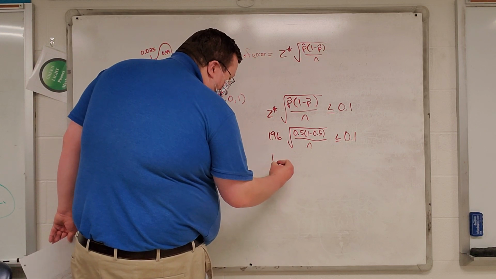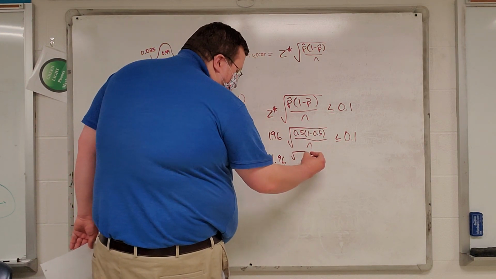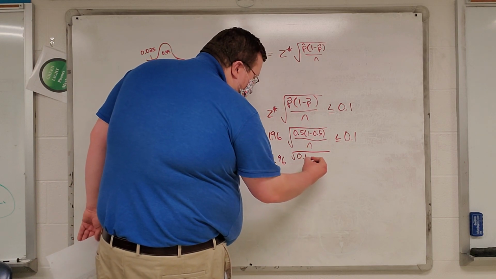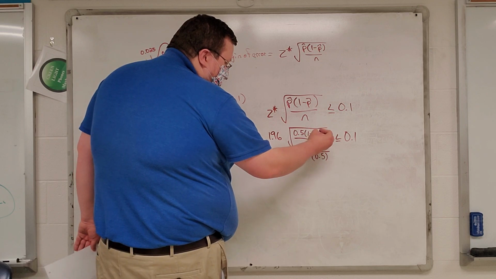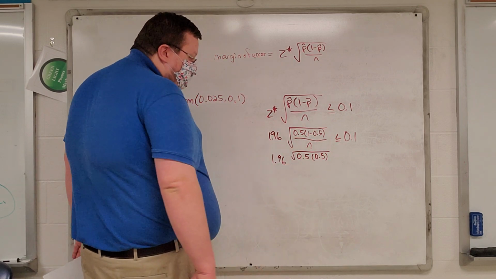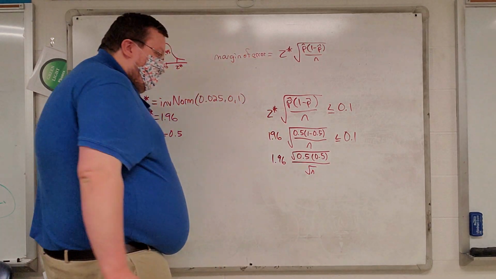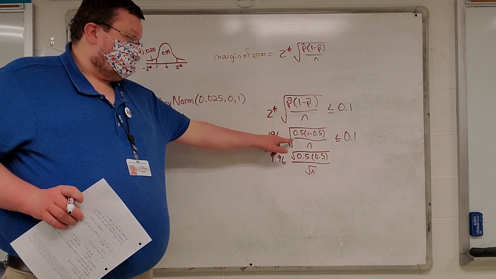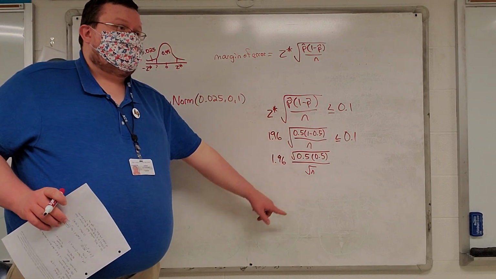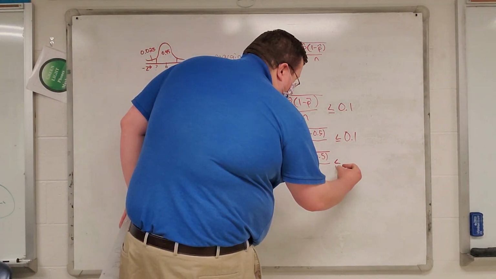So you've got 1.96. I'm gonna break this square root down into the square root of the top, and I'm gonna write that as 0.5 times 0.5. You see what I did? 1 minus 0.5 is just 0.5. And that's all over the square root of n. That's using a property of radicals: if you take the square root of a fraction, it's the square root of the numerator over the square root of the denominator. That's less than or equal to 0.1.